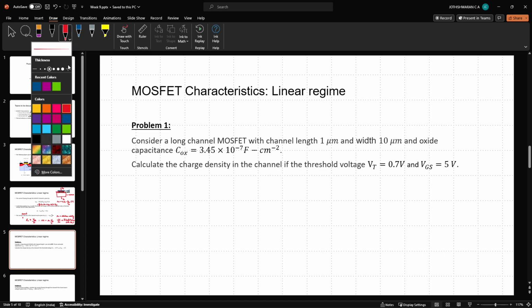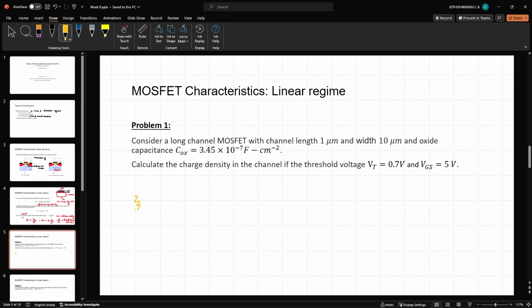So let me see if I can use a different color here for today's problem solving. Would yellow look good? Yeah, yellow looks reasonably okay. So we have now to calculate the charge density in the channel if the threshold voltage is 0.7 volts and VGS is 5 volts. So these are the parameters that are given to us.